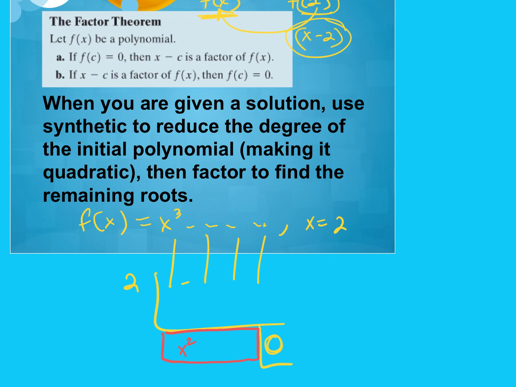So you wouldn't change the sign if it's x is equal to a number? Correct. If it gives it to you like this, then 2 goes there. If it says x minus 2 is a factor, then you change the sign. So if the number follows x, you change the sign. If the number's by itself, you leave it alone.